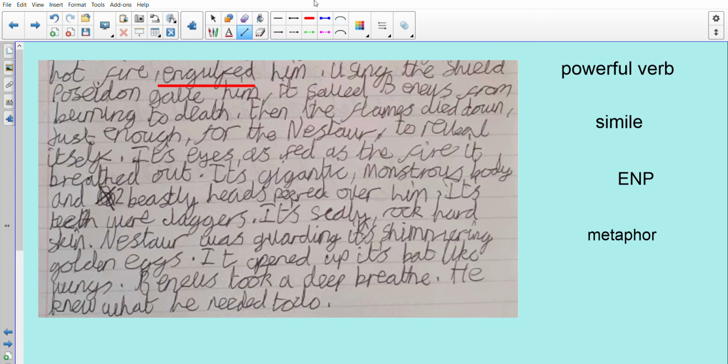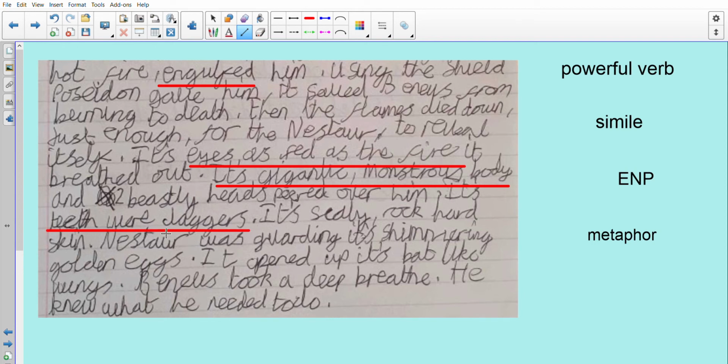Using the shield Poseidon gave him, so he's bringing in one of the gods there, I like that. It saved Benius from burning to death. Then the flames died down, just enough for the Nestor, and I think that must be the monster, to reveal itself. Okay, so here Ben's going to do some description. Its eyes as red as the fire it breathed out. So we've got a simile here, haven't we? Its eyes, I'd say, were as red as the fire it breathed out. Its gigantic, monstrous body, another ENP there, expanded noun phrase, and two beastly heads peered over him. Its teeth were daggers. Okay, its teeth were daggers, that's a metaphor.